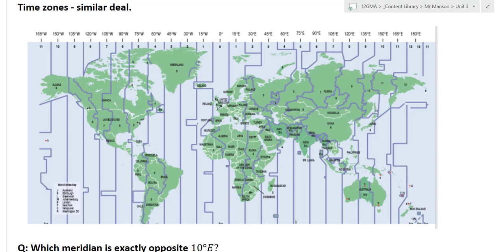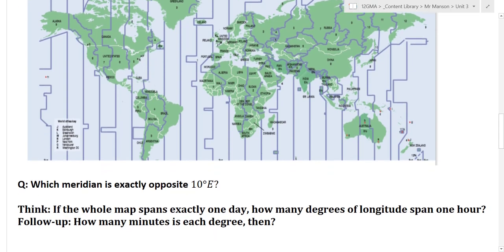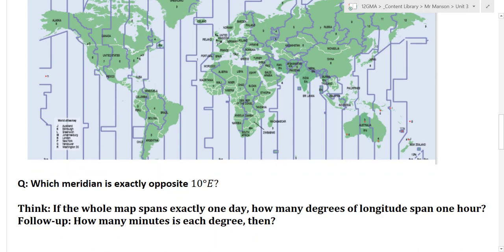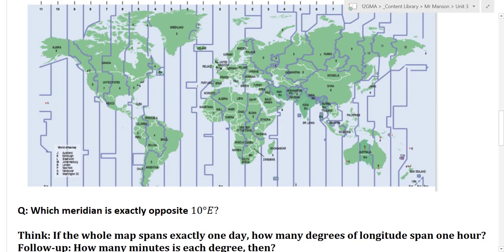So, go back to that question at the start. Which meridian line is exactly opposite 10 degrees east? Any takers on that? This map's a time zone map, so it's not ideal, but I'll show you about where 10 degrees east is, Noah. United Kingdom is there. Eastern hemisphere is this way. 10 degrees east is about here. It's not that far away. So 10 degrees east is just 10 degrees past United Kingdom.